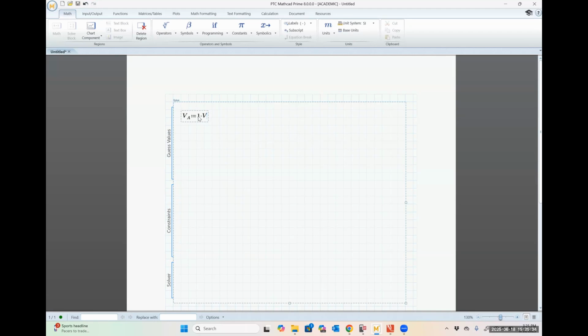Okay. So here's my guess for VA. Now over here, I'm just going to do the same thing for VB, VC, VD, VE, and then down here, I'll do VX and VY. Okay. So those are the 7 different things that I'm going to wind up solving for with this particular solve block.